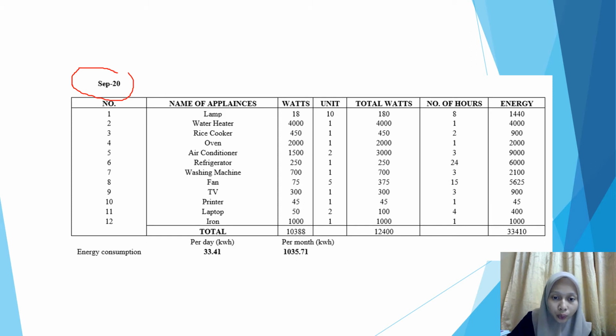I choose one appliance, the fan. For example, the fan's watt is 75 watt, and it has 5 units. 75 times 5 units, and I get 375 watt. So the hours used is 15 hours times 375, and the energy I get is 5626.